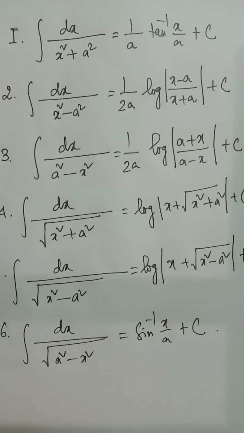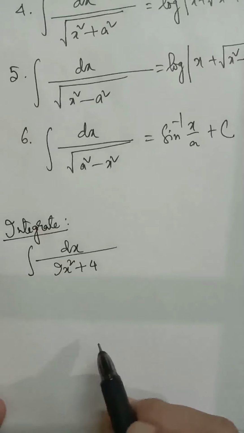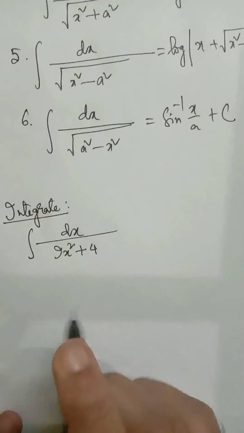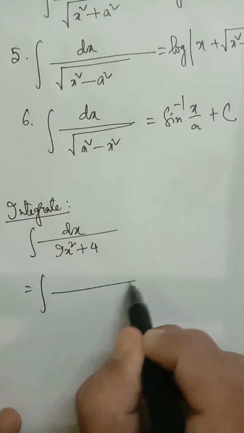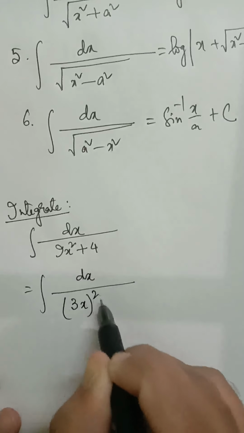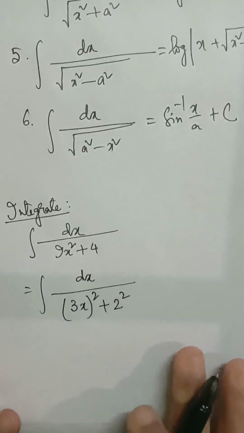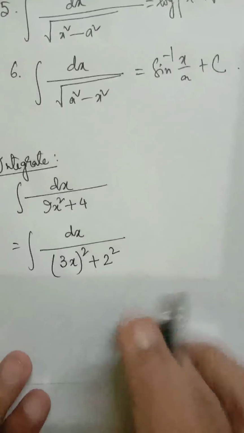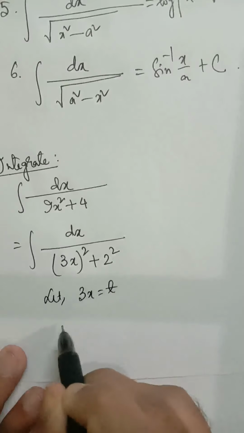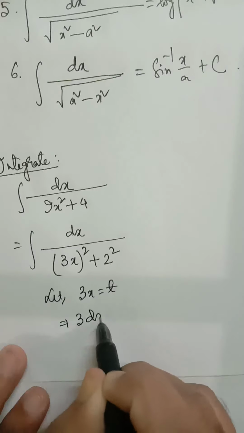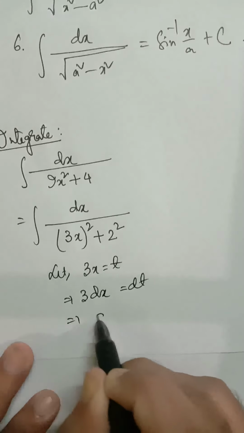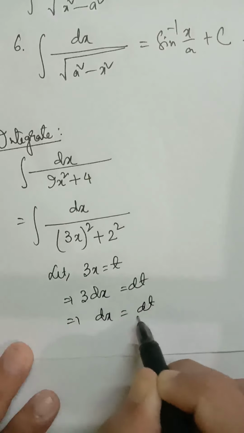solving questions. Suppose this is the given integral, dx by 9x square plus 4, and we have to integrate this. dx by 9x square plus 4, we can write as dx by (3x) whole square plus 2 square. Now if we put 3x equal to t, differentiating both sides, we get 3 dx equal to dt. So dx will be dt by 3.